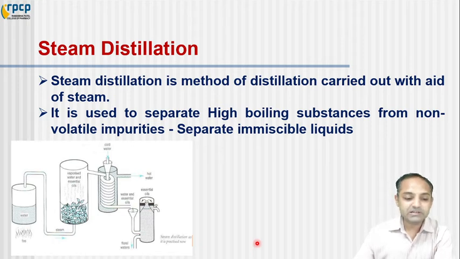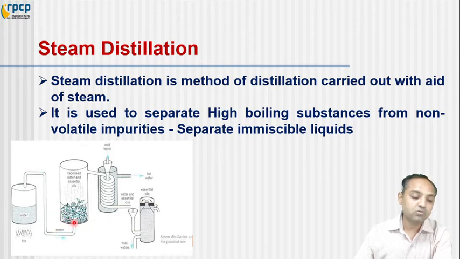Next is steam distillation. It is a method of distillation carried out with the aid of steam. It is used to separate high boiling substances from non-volatile impurities and to separate immiscible liquids. So this is the assembly of steam distillation. When we start to boil water, it is converted into steam, and the steam is passed through the chamber where various plant leaves are there.